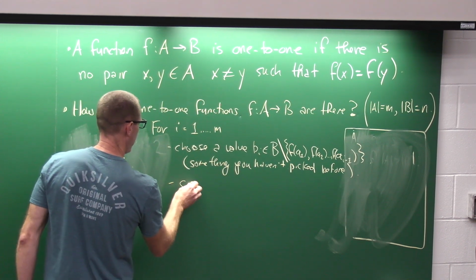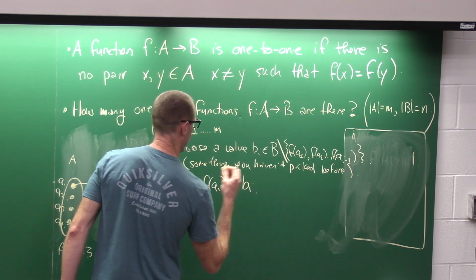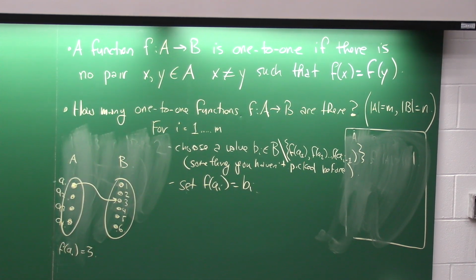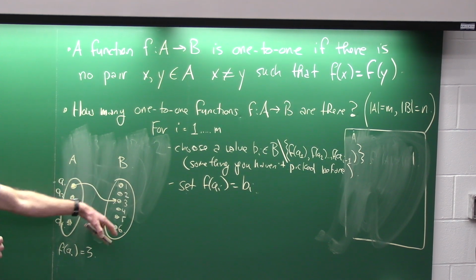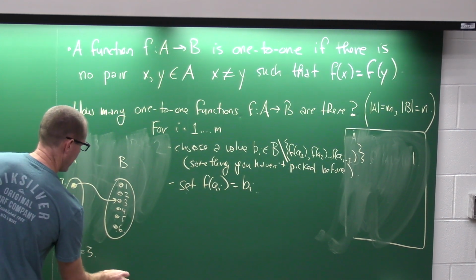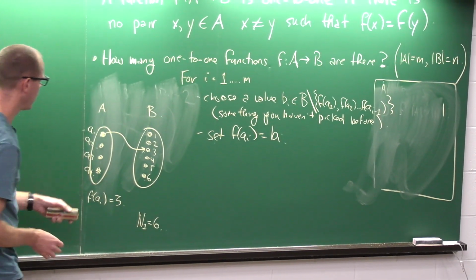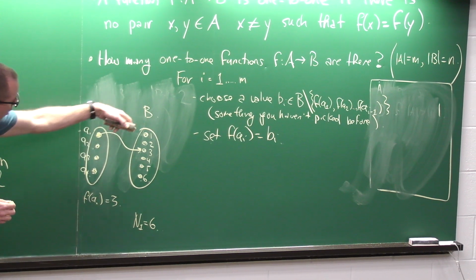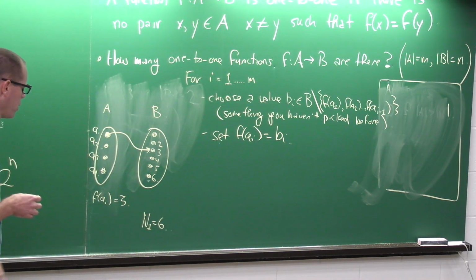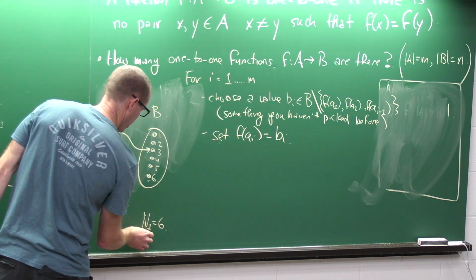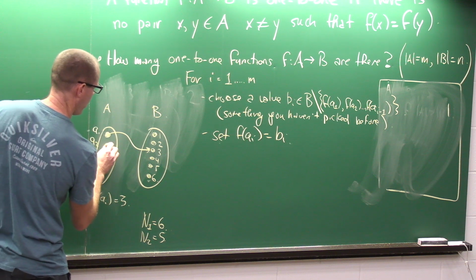And then you set f of A_i equal to b_i. So here, for example, for A1, I have 6 choices. So in this case, N1 is 6. For A2, I have any of these 1, 2, 3, 4, 5 possible choices. So N2 is 5. So let's pick one.